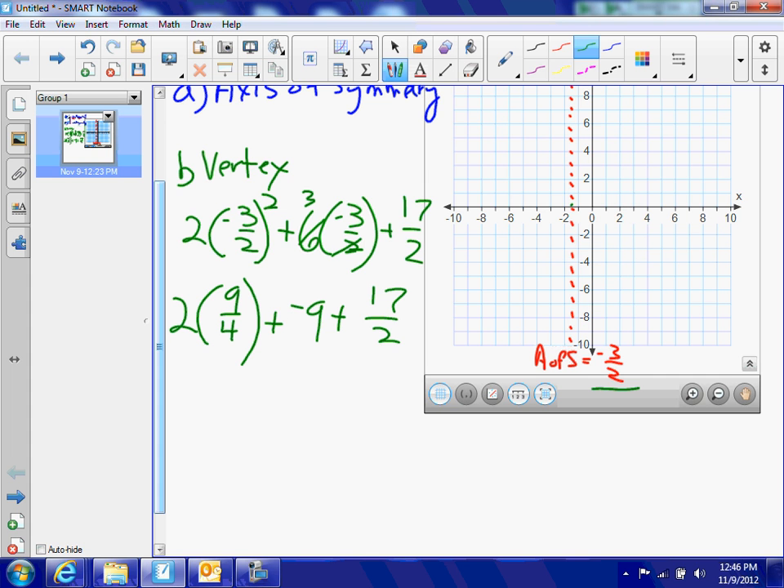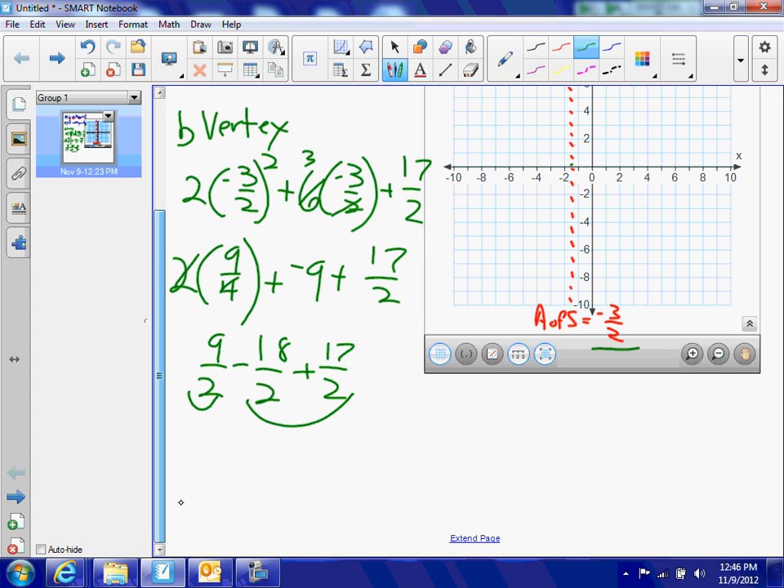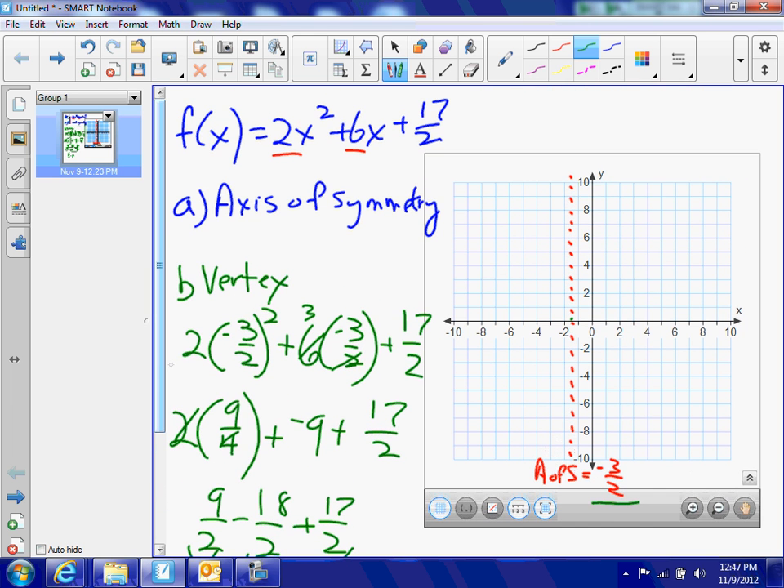All right, so let's go back to simplify a little bit more. I can get rid of my 2 and my 4, and I can make this positive 9 halves. Minus, let's change this into halves too, since we have a bunch of halves. So minus 18 halves plus 17 halves. So I can see that these two together are going to give me negative 1/2, and the 9 halves is going to be 9 halves. It's positive, so that's going to be positive 8 halves, which is equal to 4. So my vertex is going to be at negative 3 halves, 4.